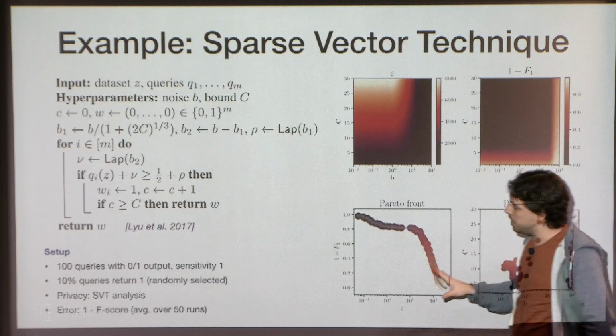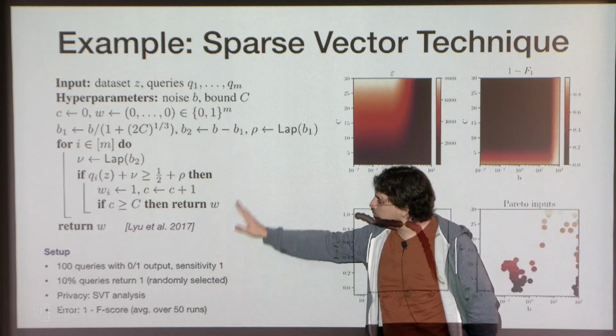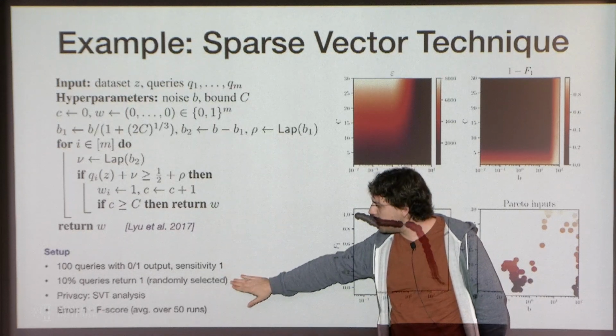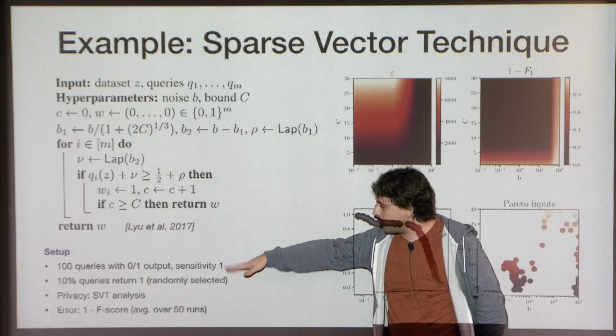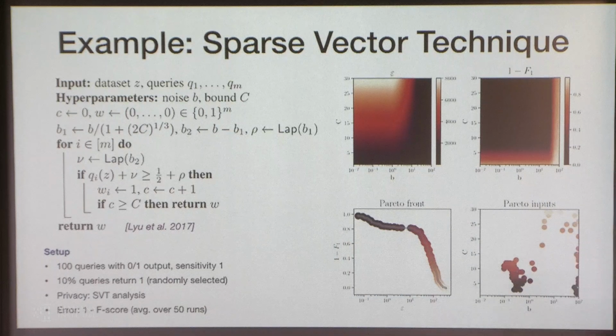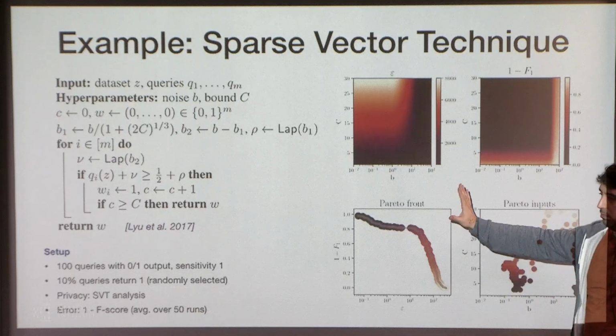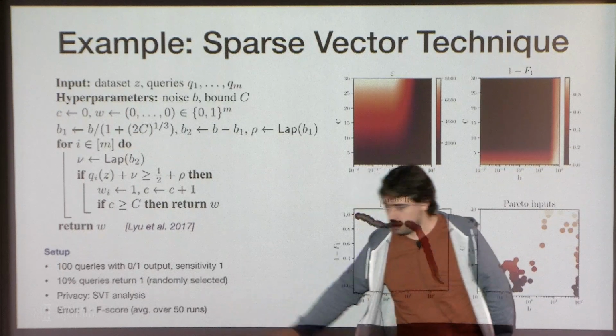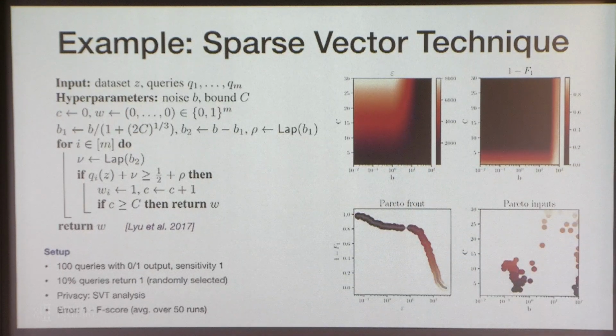So in the experiment that we set up, we set M to 100. There are 100 sensitivity 1 queries, and we randomly make it so that 10% of them have answer 1, and the others have answer 0. The privacy oracle here is just a closed formula. And the error that we're going to evaluate is 1 minus the F-score, which is the harmonic mean of precision and recall in terms of finding which queries return 1.